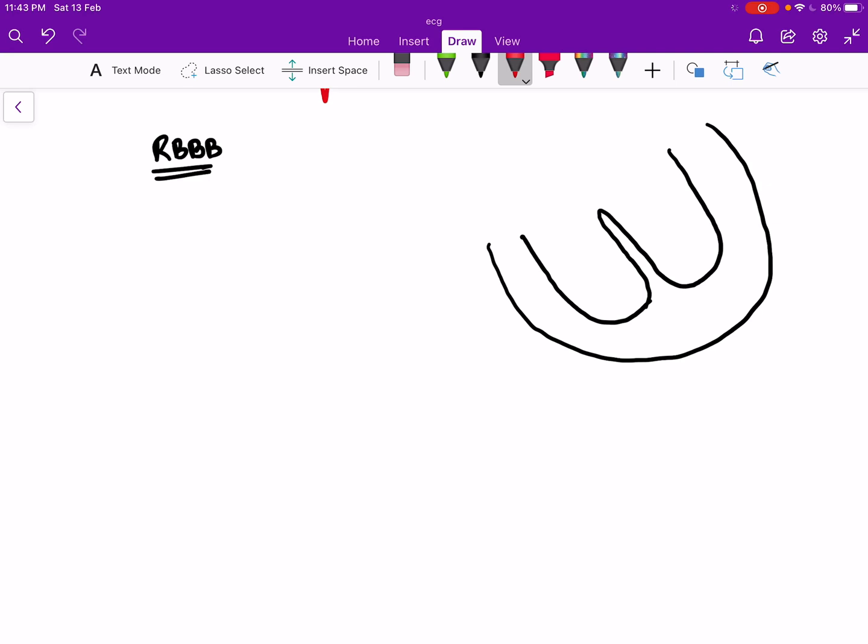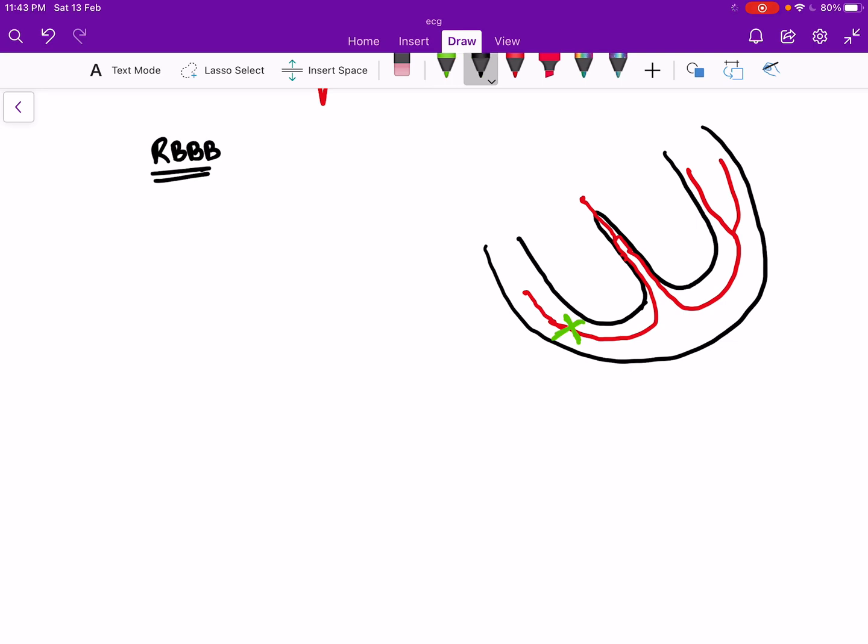If this was our bundle of His, right and left bundle branch, these are the fascicles. But now this right bundle branch is blocked. So how will the deflections be? We'll see. If you see, lead V1 will lie here, V6 will lie somewhere here.